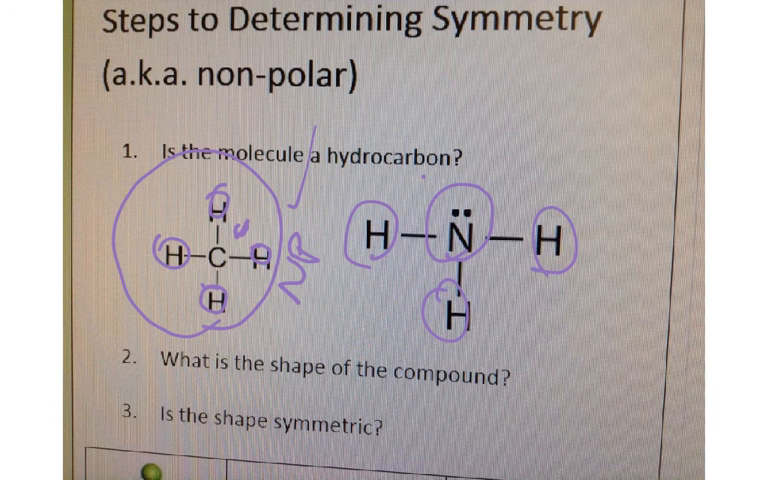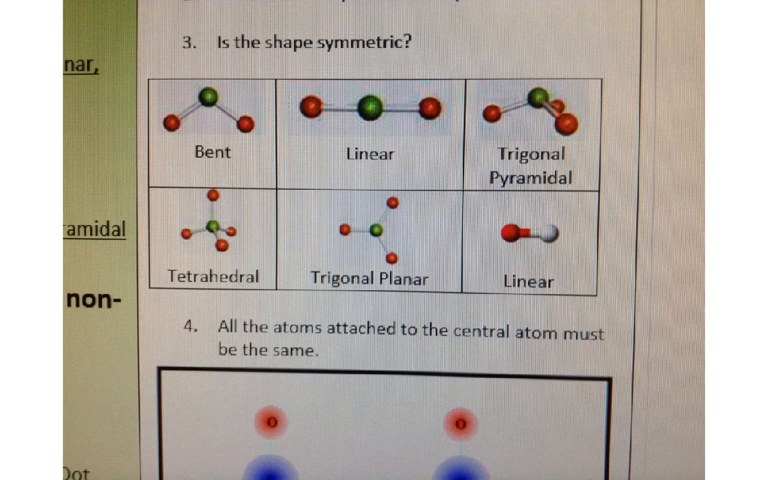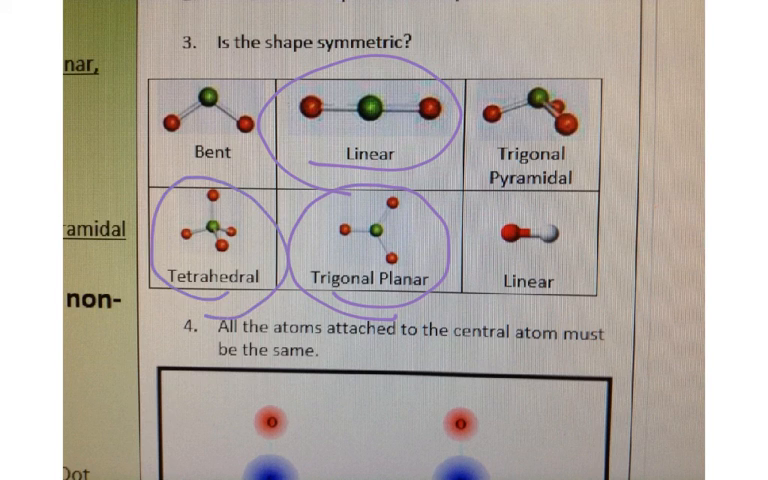In step 2, I would determine the shape of the compound. I would look at my shape sheet, which we've already used, and identify the shape based off of that central atom. After that, I would ask myself, is this shape symmetric? It is symmetric if it is linear, trigonal planar, or tetrahedral. If it is one of those, I need to move on and ask myself what is attached to the central atom.